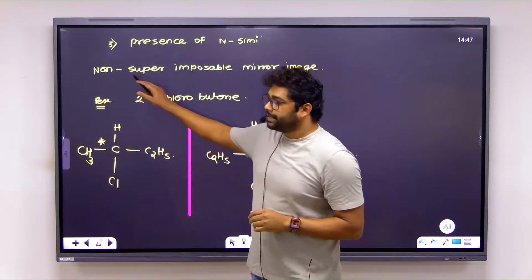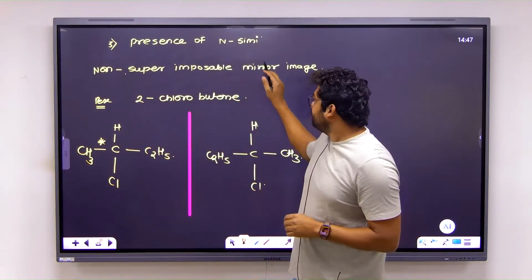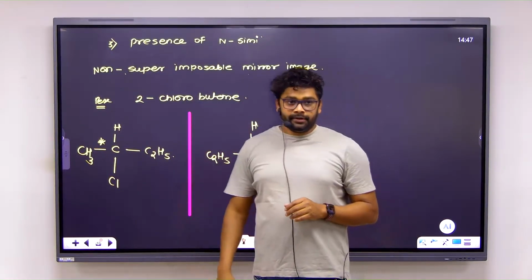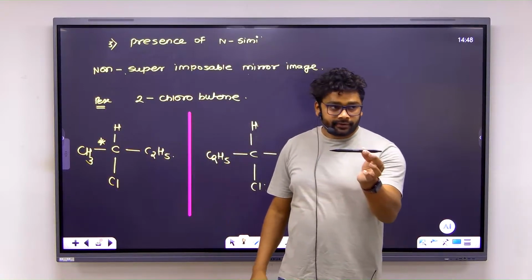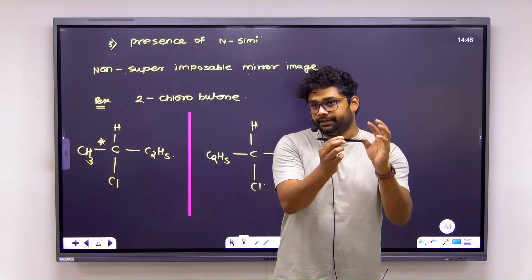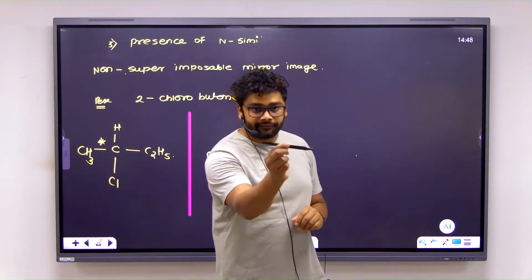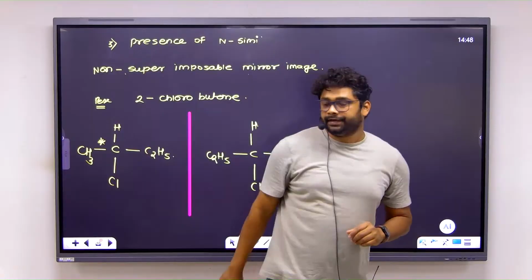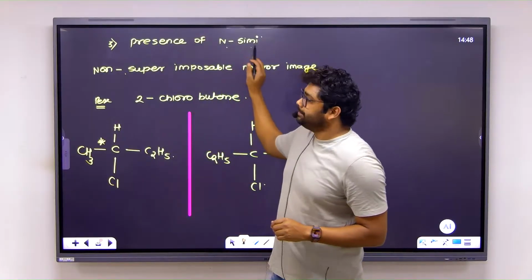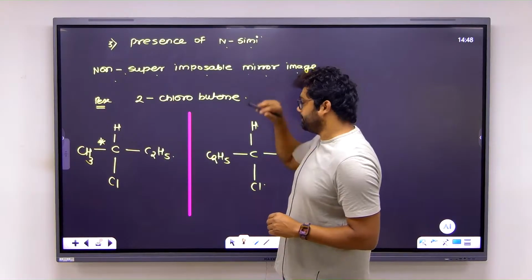Such an image is known as a non-superimposable mirror image. Look at this marker. One part is narrow and one part is thick here. So if you see this marker in the mirror, you will get left to right and right to left. So it is showing what? NSMI, non-superimposable mirror image.